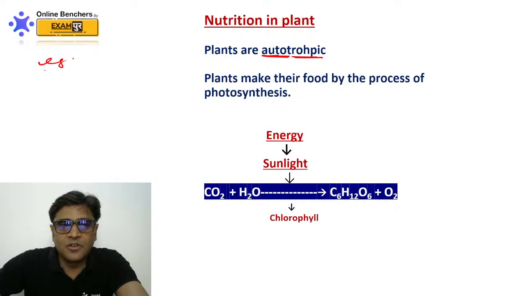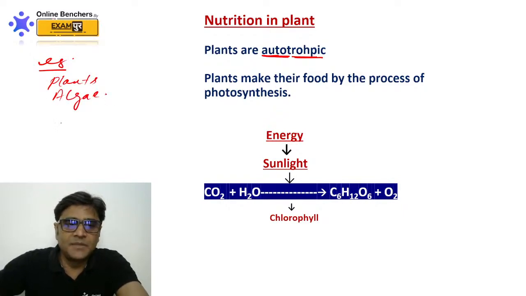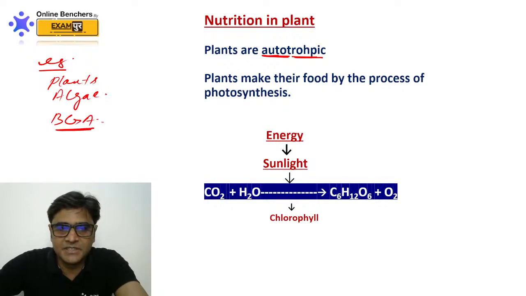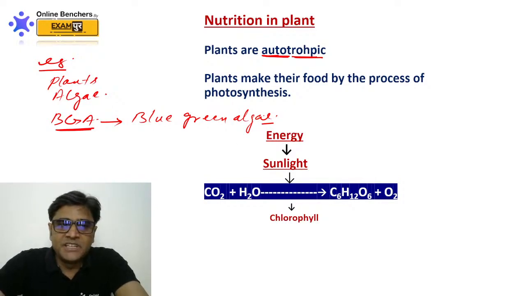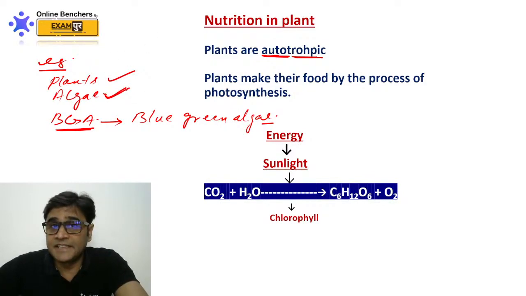So plants are autotrophic, as well as algae and blue-green algae are also autotrophic. Tell me, what is blue-green algae? What do you mean by blue-green algae? Plants are autotrophic. Algae are autotrophic. We will discuss algae in detail in the plant kingdom. But tell me, what is blue-green algae? BGA.